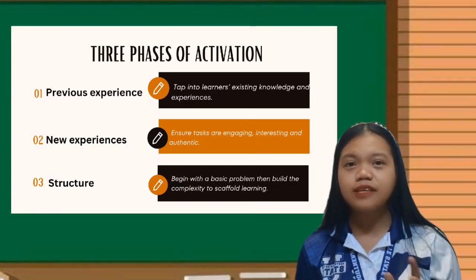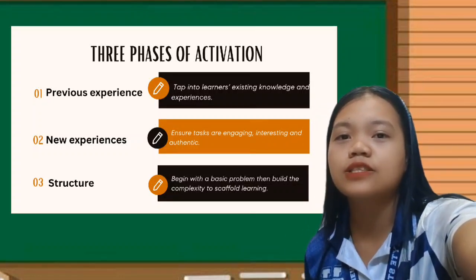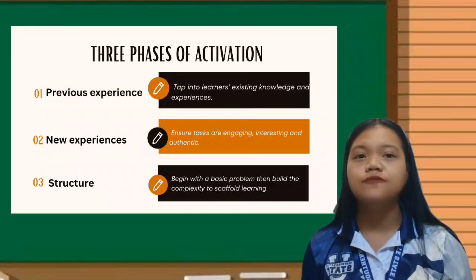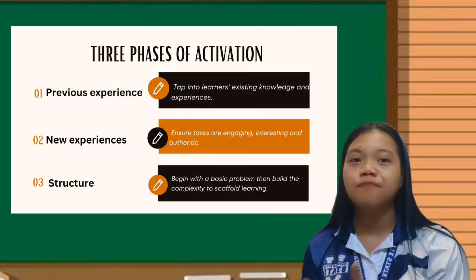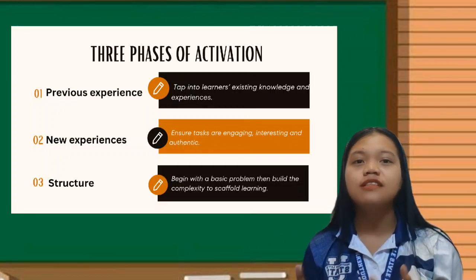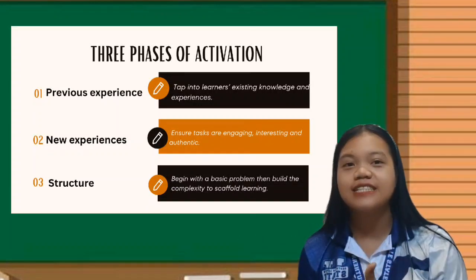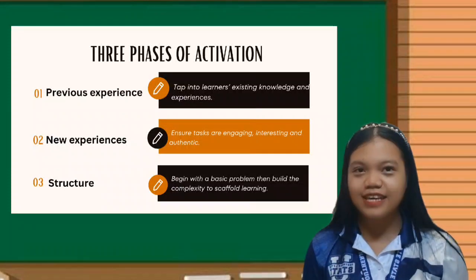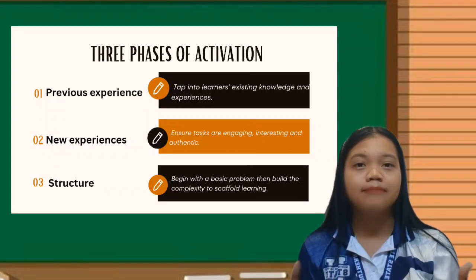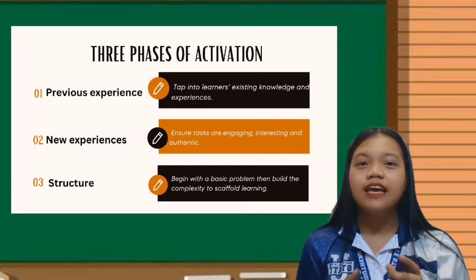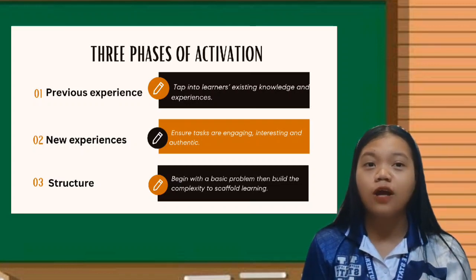learning process. And the third one is structure. It begins with a basic problem, then builds the complexity to scaffold learning. This structure phase focuses on the progression of the learning from simple to complex. Starting with basic problems, allowing students to apply their existing knowledge in a familiar context before gradually increasing the complexity of tasks to challenge and scaffold their learning. By structuring the lesson in this way, students build upon their knowledge of different habitats and animals' adaptations, gradually increasing the complexity of the task to deepen their understanding of the topic.